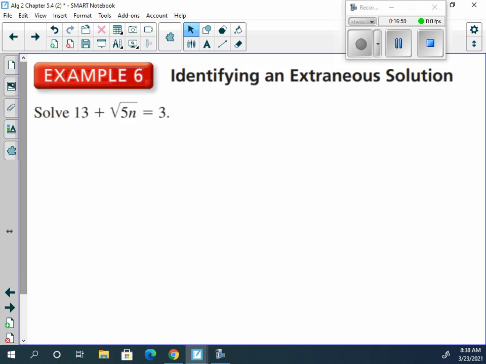All right, we're going to move on to another type. Solve 13 plus the square root of 5n equals 3 for the value of n. Identify extraneous solutions. So looking at this here, is the radical by itself? No. What's with it? 13.